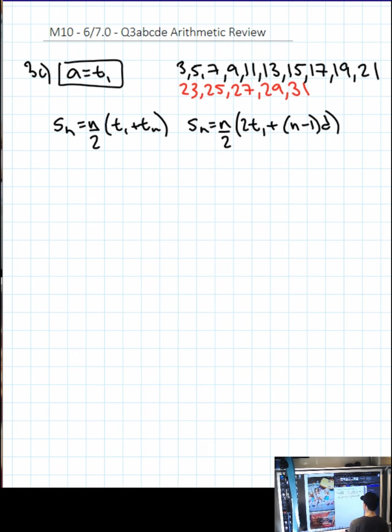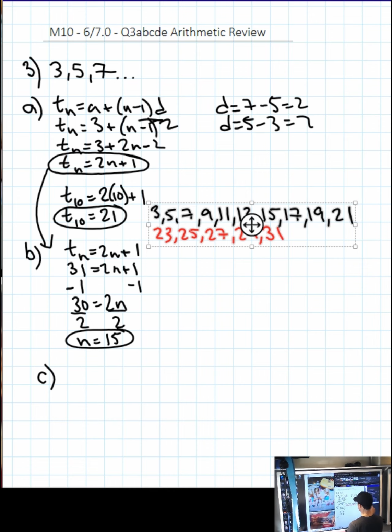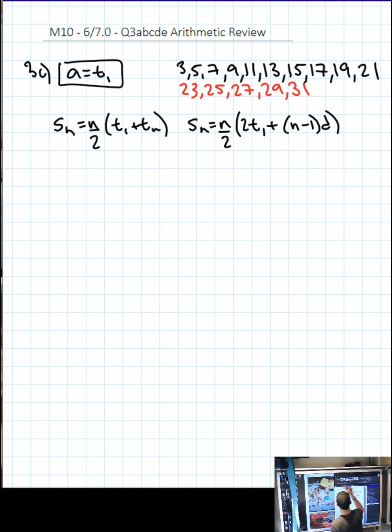So which one of these formulas do I want to use? Well, if I'm looking for the sum of the first 12 terms... B was above, this was C, and now we are working on 3D. So 3D says, what is the sum of the first 12 terms? So it's easier if I use the formula on the right.